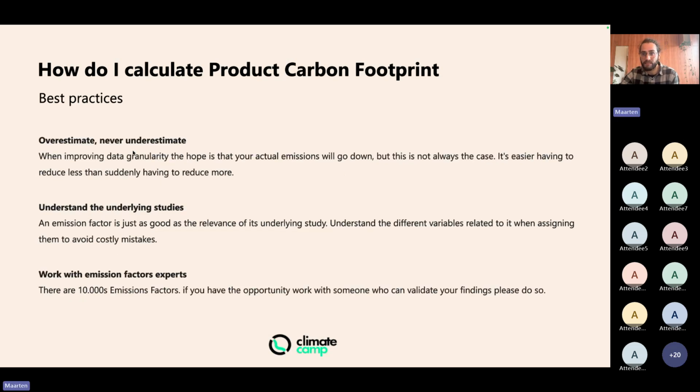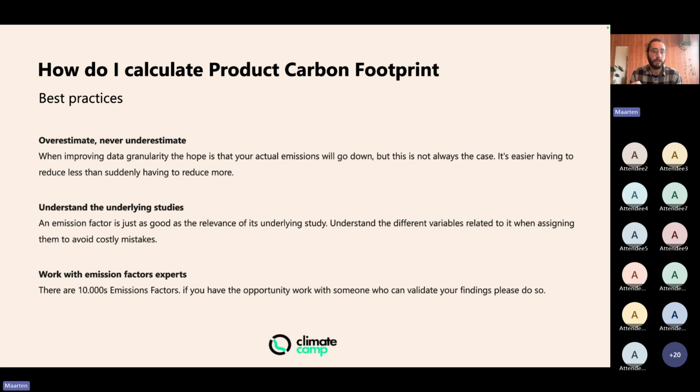Now, some best practices before I start showing it inside the platform. First one, overestimate, never underestimate. When improving data granularity, the hope is always that the amount of emissions you purchase or that you generate during processing will go down, but the reality is that this is not always the case.